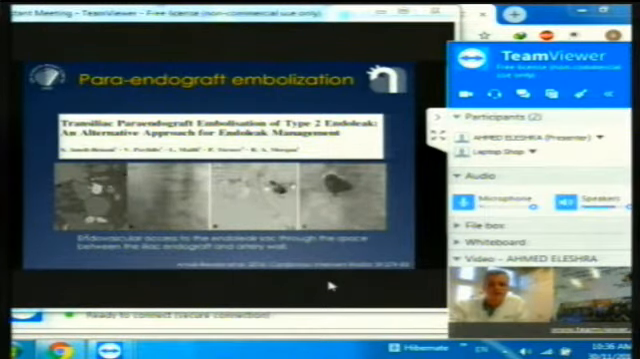Another technique is the para-endograft technique. This is also something we do in Hamburg in cases that are not good for transcaval embolization. Para-endograft embolization means you just press a catheter between the stent graft and the vessel wall, and thereby get into the aneurysm sac. It may look difficult, but it actually is not, as in most cases you can find your way inside of the endograft.